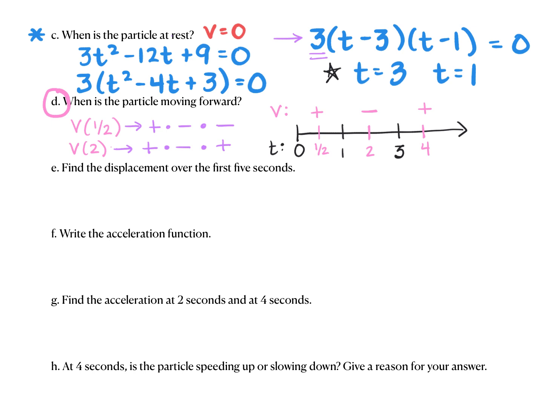So when am I moving forward? I am moving forward anywhere where my velocity is positive, which would be here and which would be here, right? Where my velocity is positive. And so to answer this question, where am I moving forward? I would say on the interval from 0 to 1 and on the interval from 3 out to positive infinity.